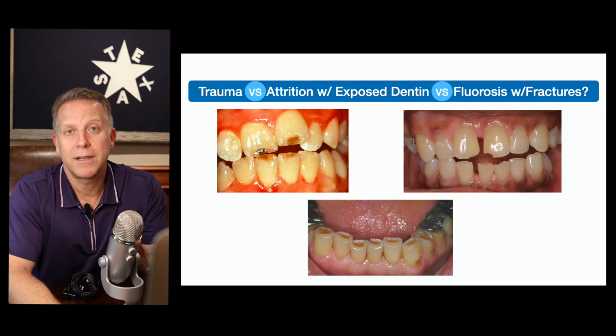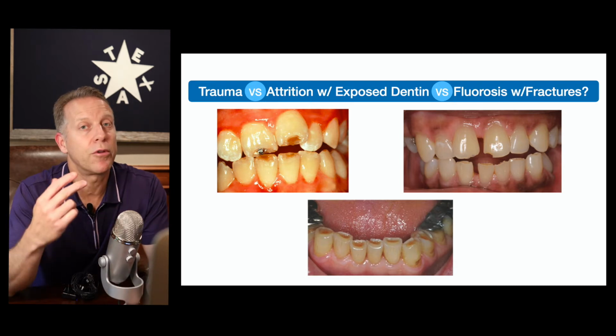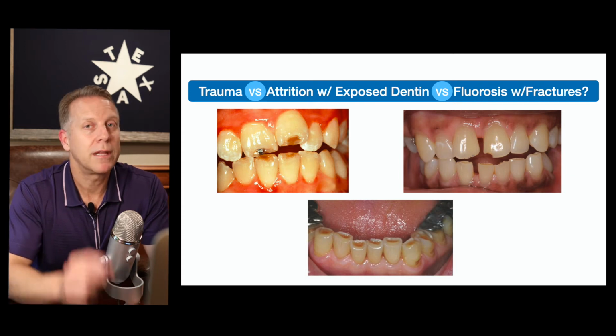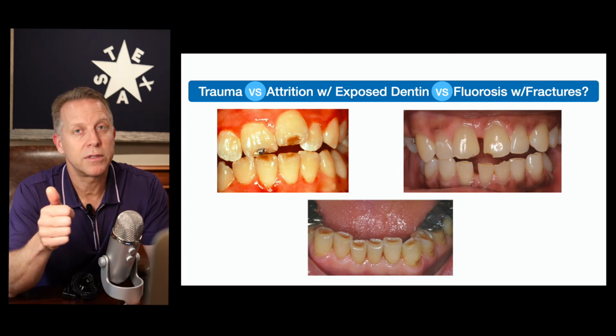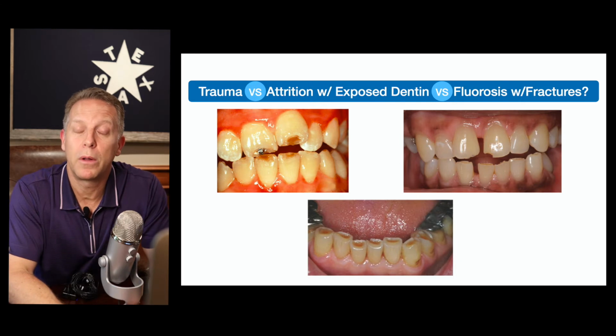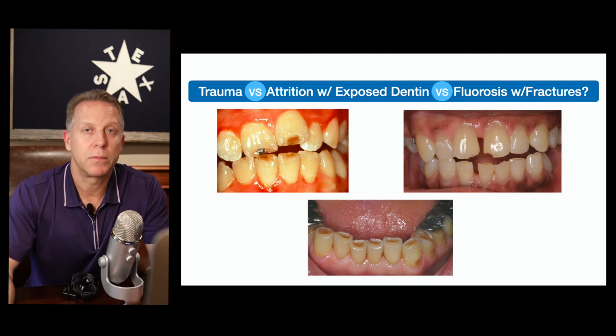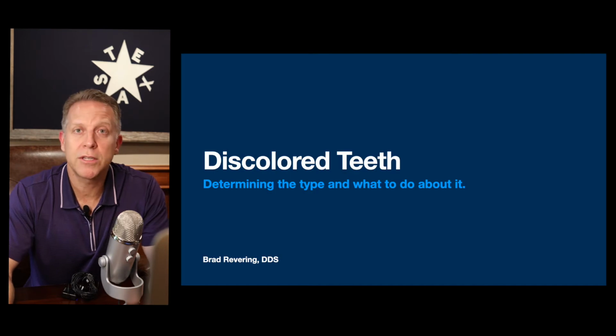You know, in healthcare, they say there's only one true diagnosis, although there may be multiple treatment plan options for that diagnosis. And so getting the diagnosis right is the first thing. And then after that, we can talk about, well, what options are there to treat it? Let's go through and talk about this presentation. It's going to be discolored teeth. It's going to be determining the type and what to do about it.